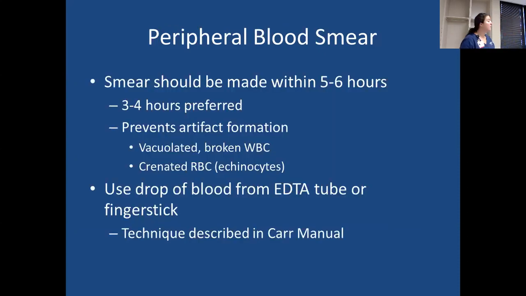All right, so we have just a couple things to discuss. We're almost done. The peripheral blood smear. You will actually get to do this in lab next week. The peripheral blood smear should be made within 5 to 6 hours from the time of collection in EDTA. The reason for that is that the longer it sits at room temperature, there are going to be some artifacts that form. Your red cells might start to look crenated, or what we call echinocytes.